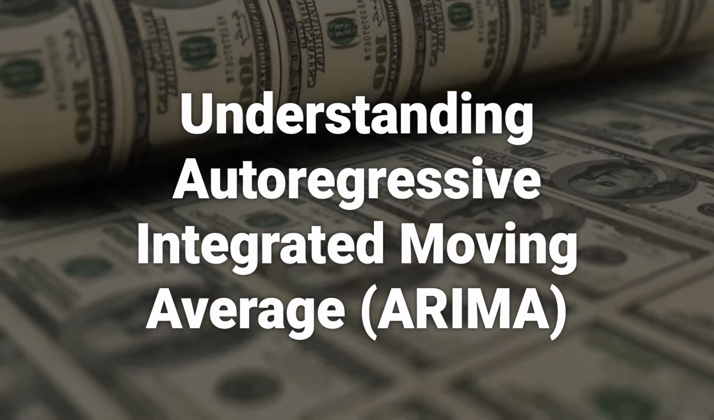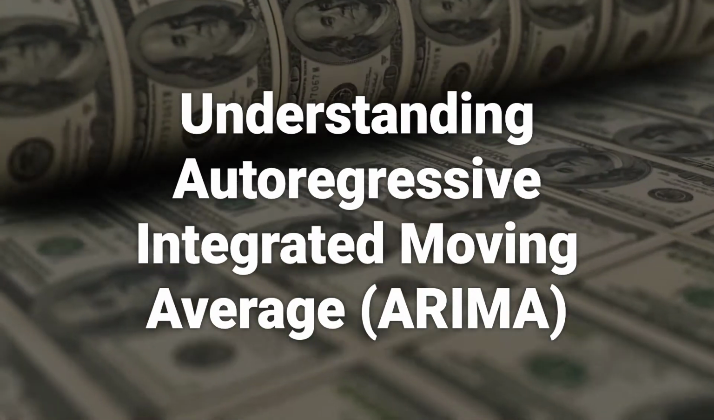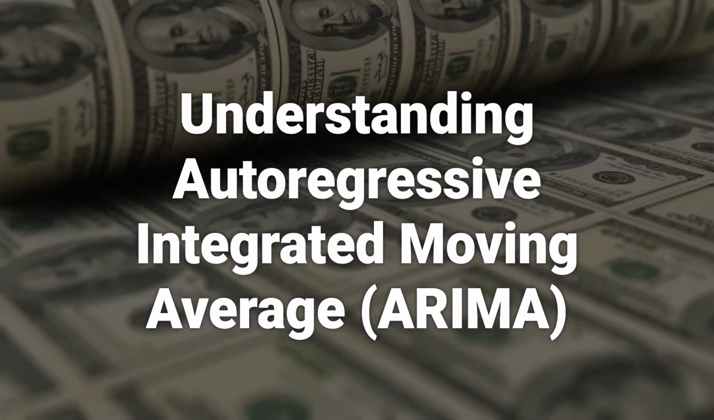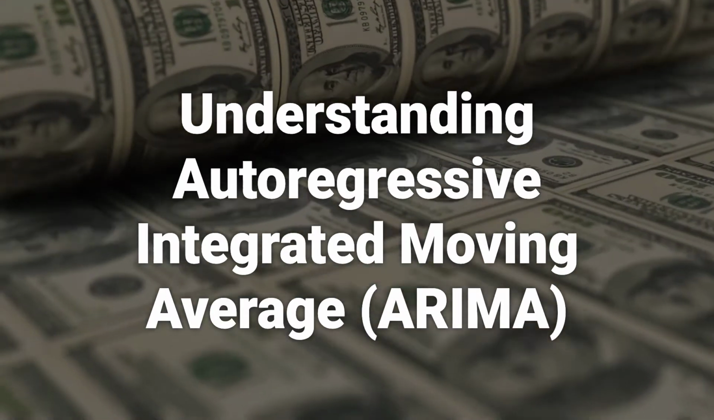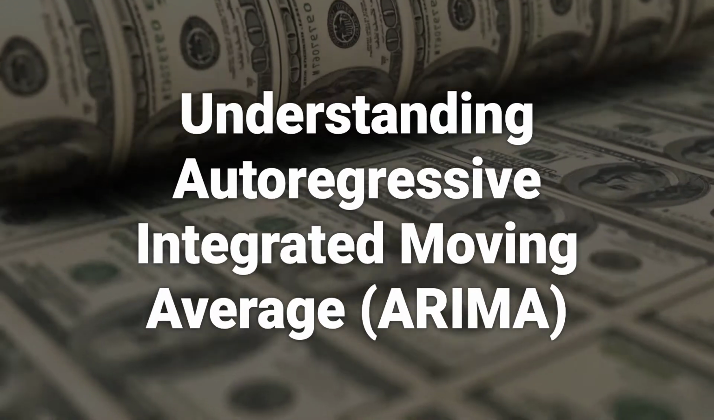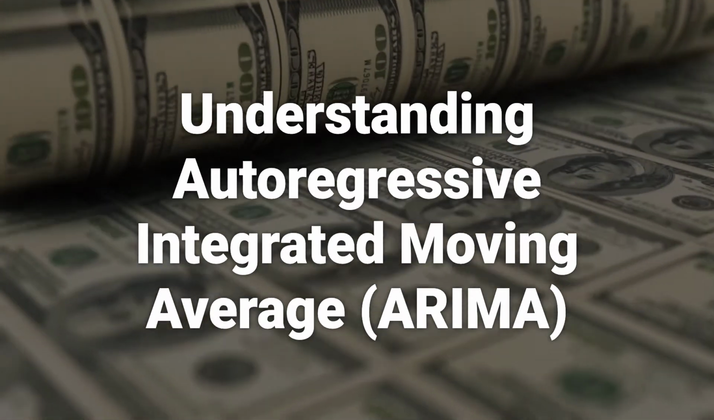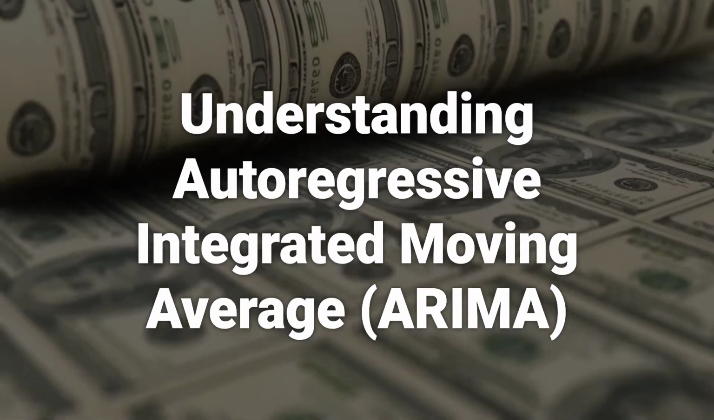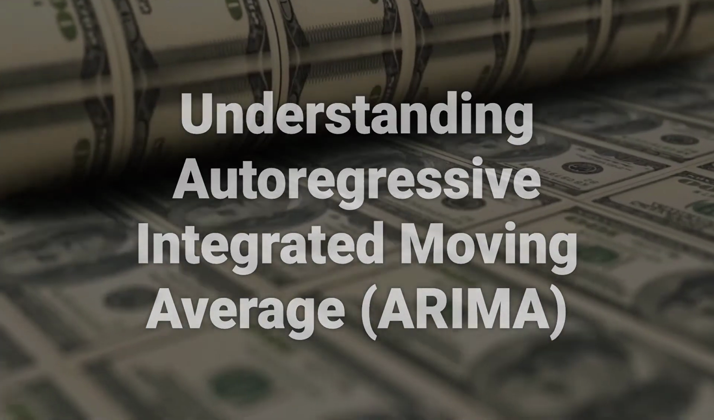An autoregressive integrated moving average model is a form of regression analysis that gauges the strength of one dependent variable relative to other changing variables. The model's goal is to predict future securities or financial market moves by examining the differences between values in the series instead of through actual values.